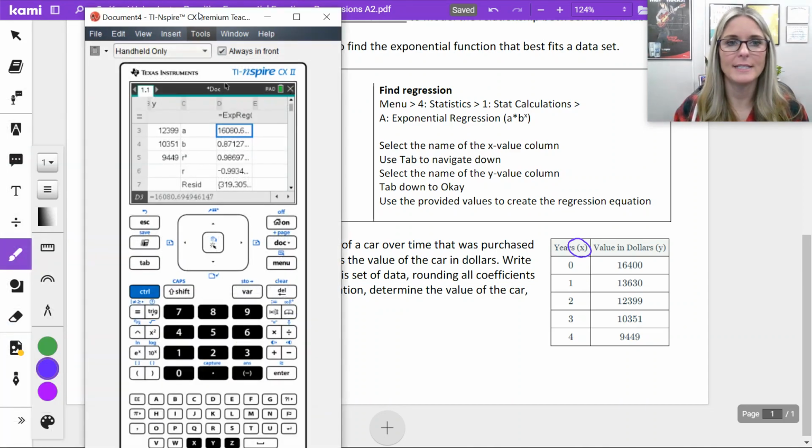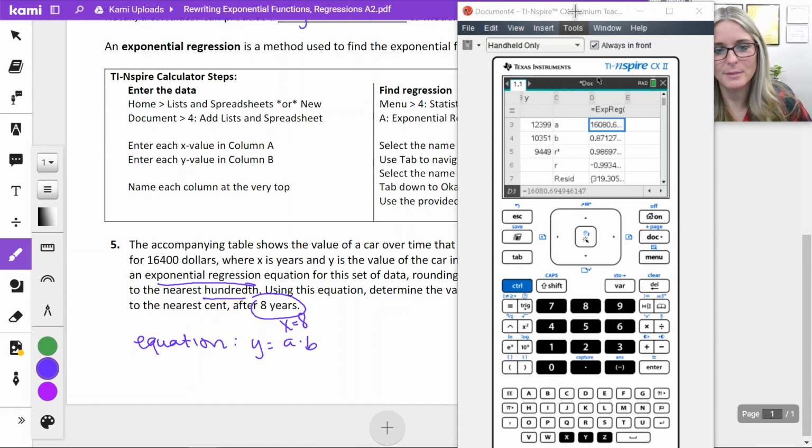In our directions, it said we were rounding all of our coefficients to the nearest hundredth in our equation. So let's see. Y equals A times B to the X. Don't forget your Y equals. The A is 16080.694. The 4 tells us let it rest. So 69 is going to be my A value there. Our B, let me arrow down, 0.871 says let it rest. And then raised to the X. There's our equation, keeping the X.